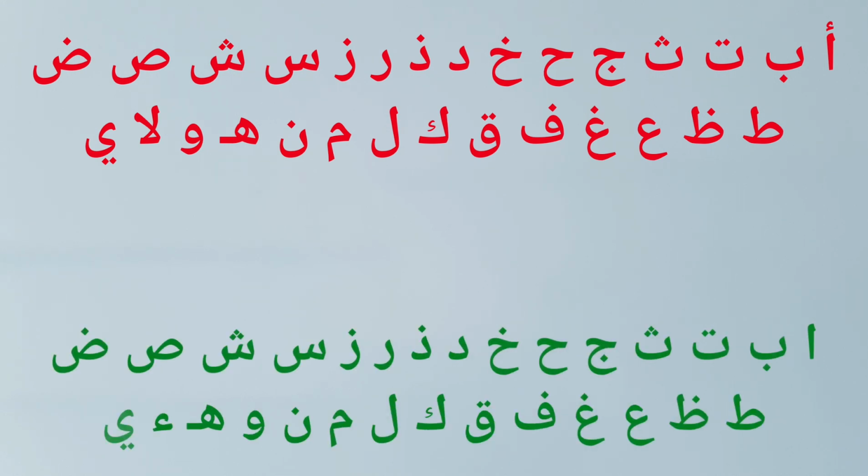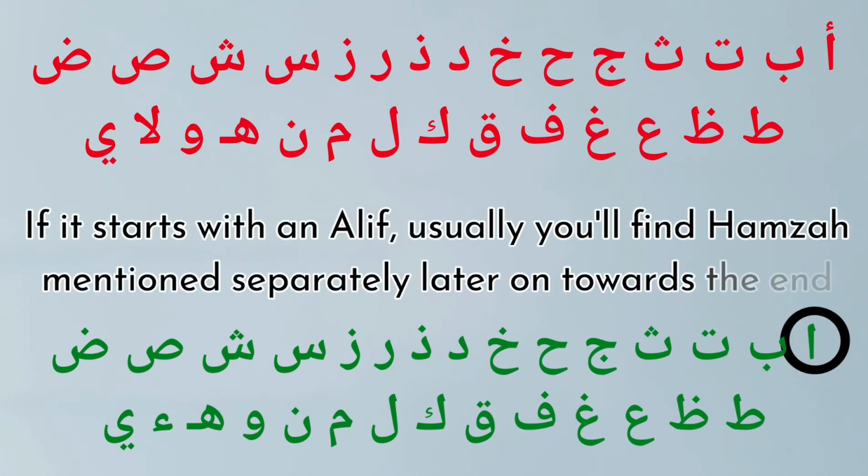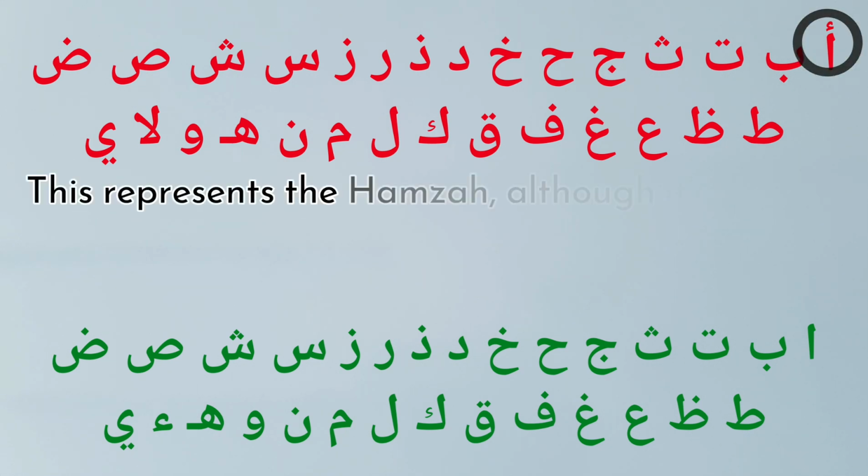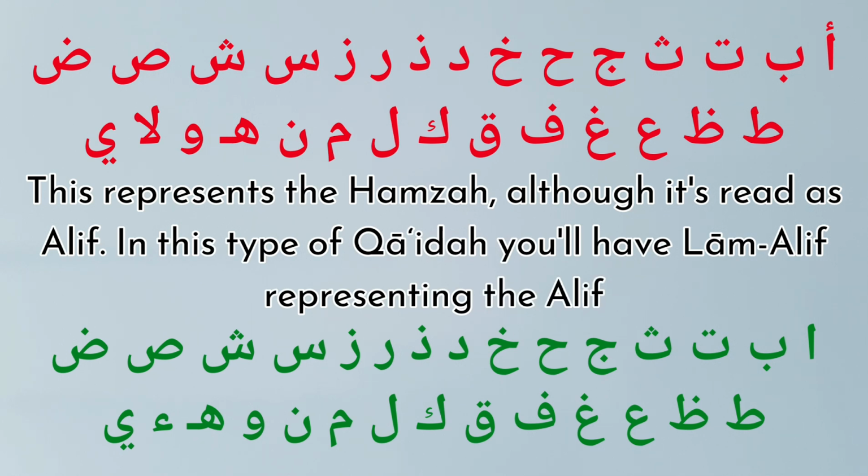The final thing that we want to mention is that you might have come across different qawaid, the qa'idas that are used to teach children or people learning the Arabic language, the Arabic alphabet. You might have come across different layouts. Some of them start with alif. Some of them start with an alif which has the shape of a hamza at the top. Hamza, the alif with the hamza on top. This is one difference.